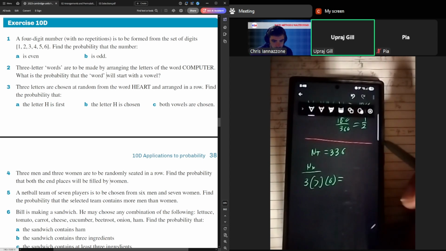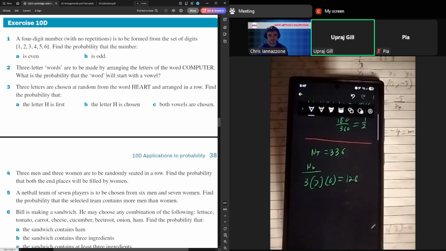Chris, I had one question about the wording of this question too. It doesn't really specify if you're allowed to repeat letters or not. When it says arranging the letters of the word, does that mean you can't repeat them? Yeah, I think the intention of the writer was to imagine it like Scrabble, where you've got a Scrabble bag of the letters of COMPUTER, and you can only pull those letters out of the bag.